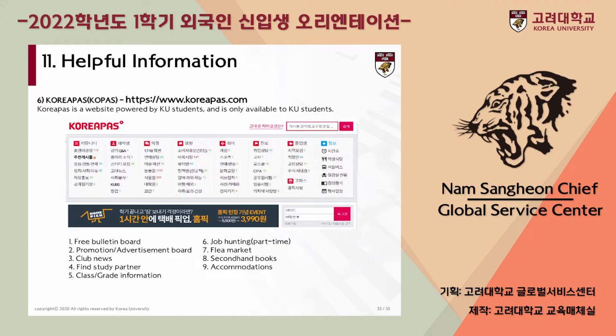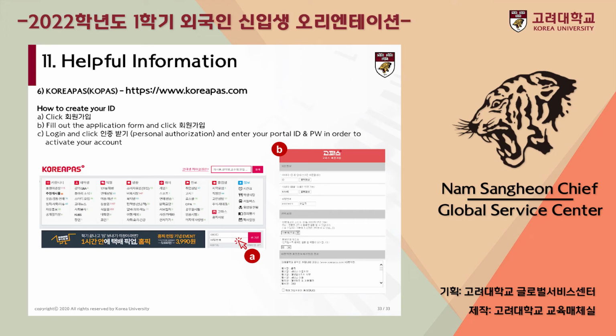Here is yet another helpful tip. This website called GoPass is powered by Korea University students. You can only access this website if you are a Korea University student with an official login information. It has a free bulletin board filled with information for Korea University students. You can find study partners on here, look up information on certain courses, look for second-hand books, find accommodations, and more. The following 2 slides will show you how to register on this website.